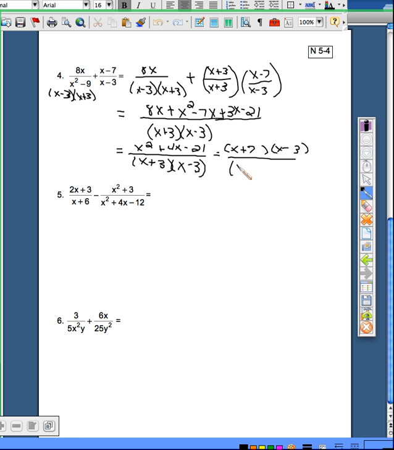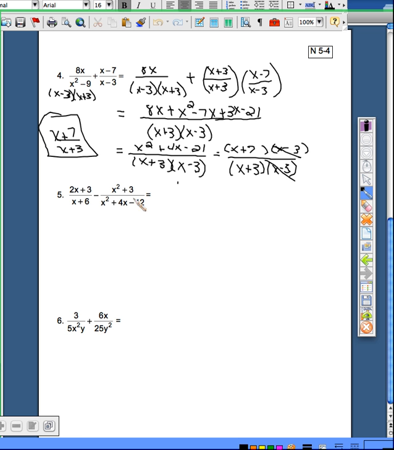So now when we're over x plus 3 times x minus 3, we see that we have factors that can cancel, which is what we do when we reduce fractions. And so my final answer is x plus 7 over x plus 3. That's what's left uncanceled after we find the common denominator first, add them, then we factor if we can, and simplify or reduce the fraction.